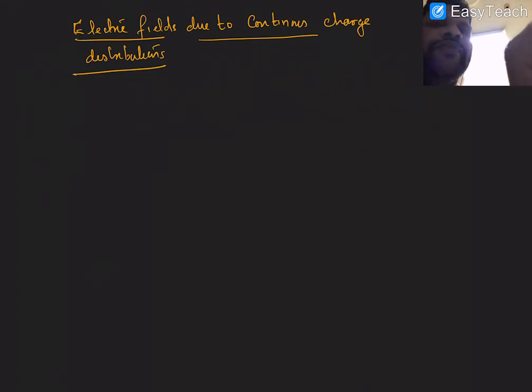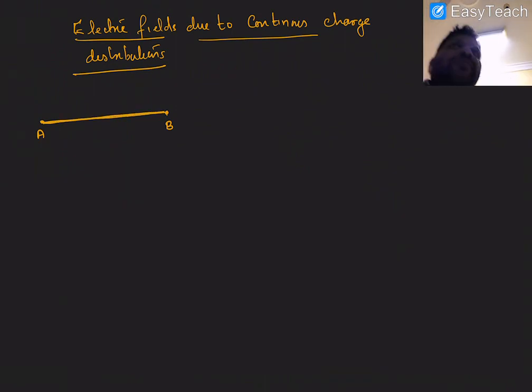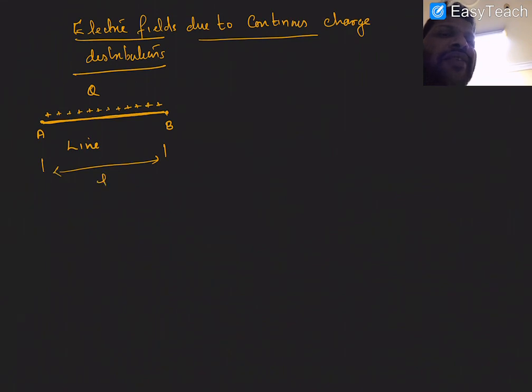Now let us consider a line. Let's say this is a line segment, and the charges are distributed on this line. You can just consider it as an iron rod. So in this case, the total charge distributed on this is represented as Q, and let us assume that the length of this line is L.